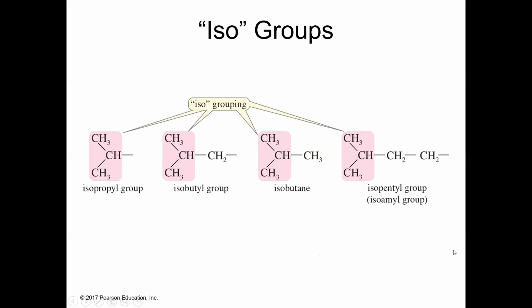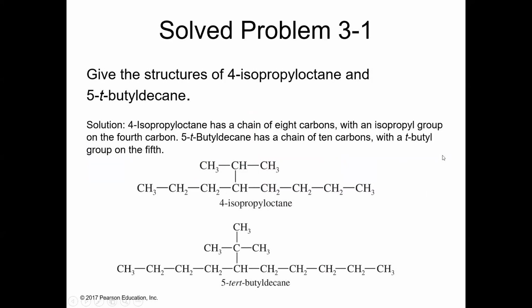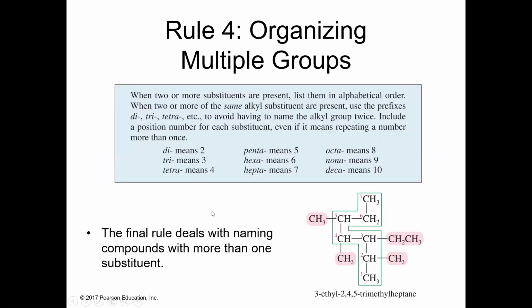All right, this is what I was talking about with iso groups. Okay, here we have isopropyl, isobutyl. We've got this isopropyl subunit, and then we've got a CH2 between the isopropyl and the parent. And then we add another CH2, it becomes isopentyl. And if we add another CH2, it becomes an isohexyl. Okay, so this is 4-isopropyloctane. This is 5-tert-butyldecane. Okay, so we just add this one.